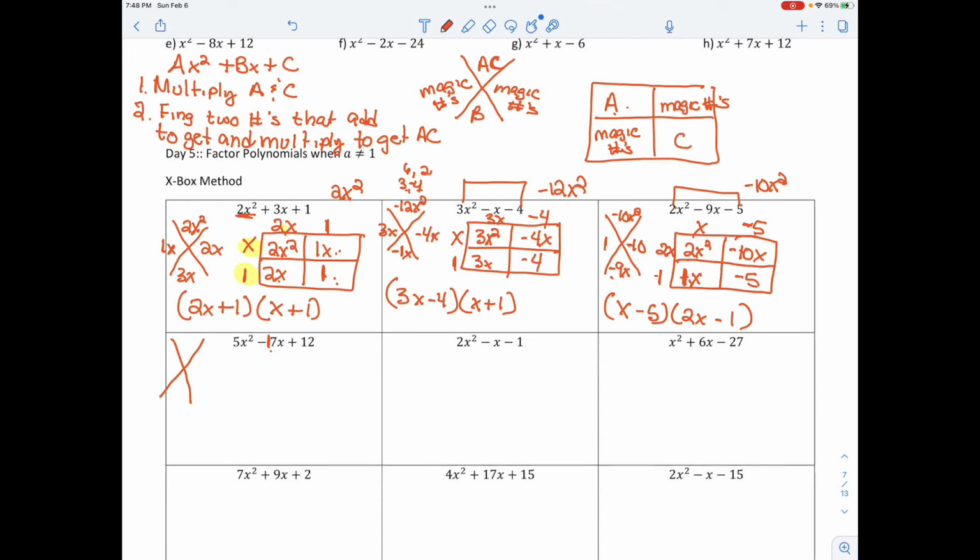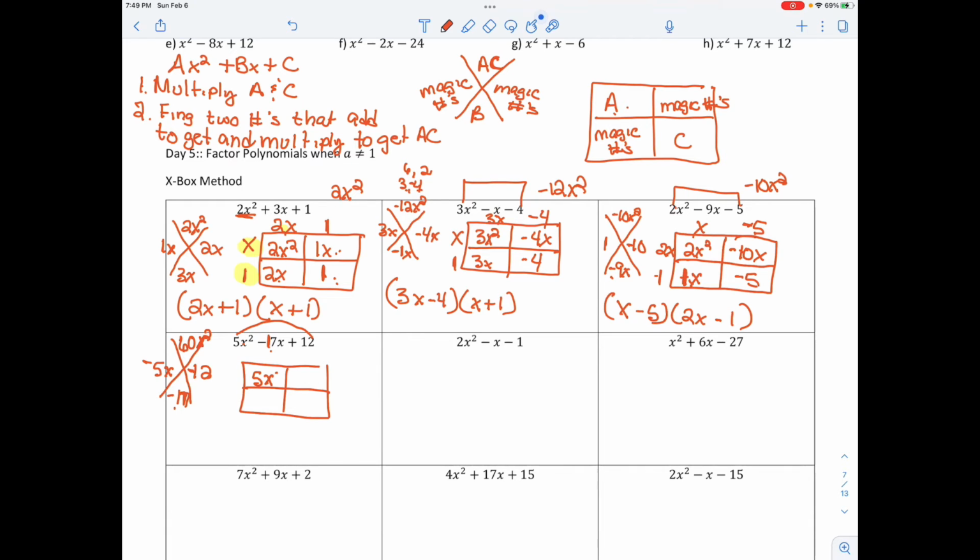All right, so the first thing we want to do is multiply 5 times 12 to get AC, and that's 60x squared. Then we're going to bring down negative 17. What two numbers can I multiply to get 60 and add to get negative 17? I think 5 and 12. And since 60x squared is positive and negative 17 is negative, then they both must be negative. So let's do our box.